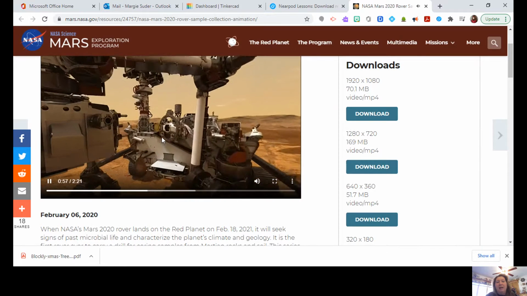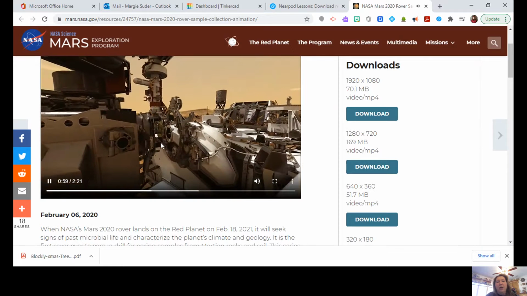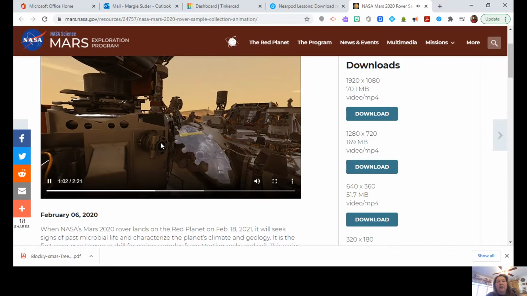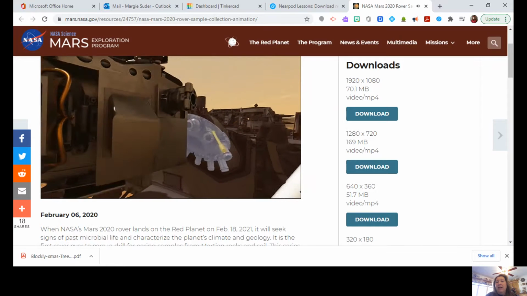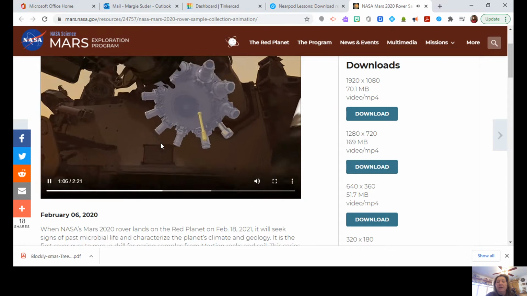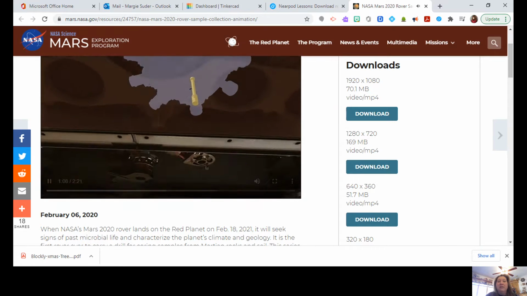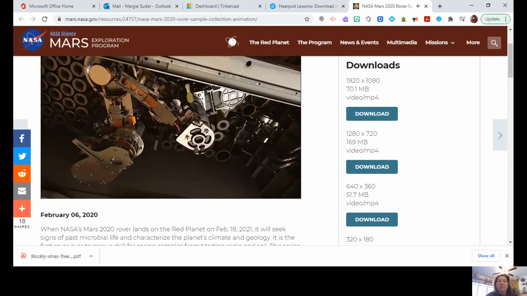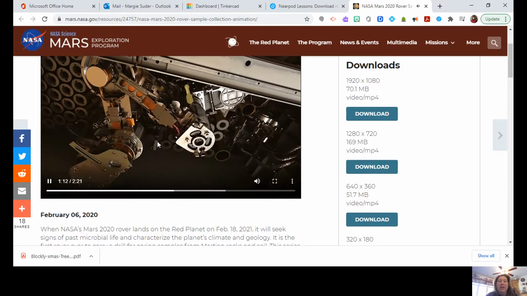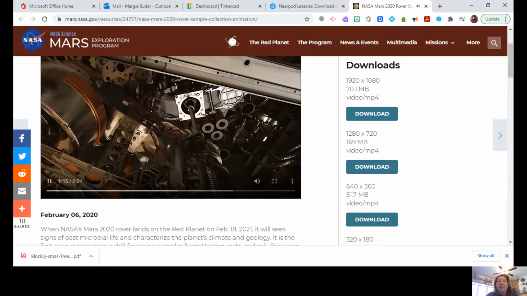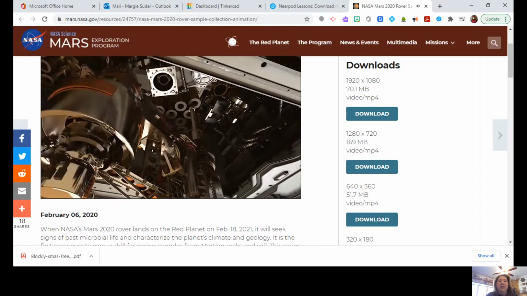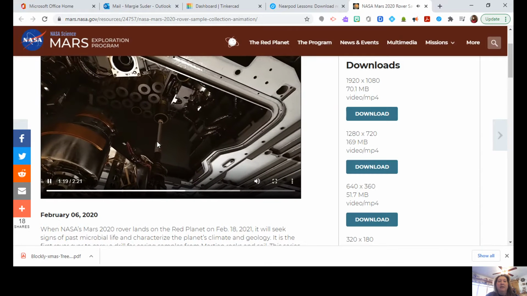It's going to analyze that rock core sample and store it for later, so if we need to gather it later or do some more testing with it. So it's going to go into its little mobile lab here. It's going to be inserted into the chemical analyzer or the mineral analyzer, same kind of thing. So here it goes into that.